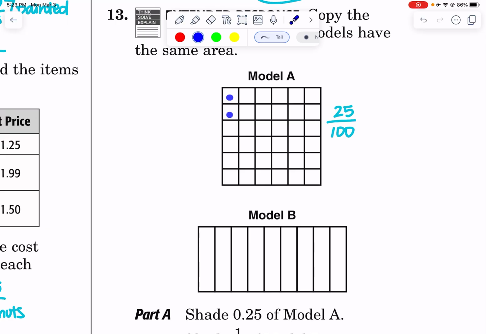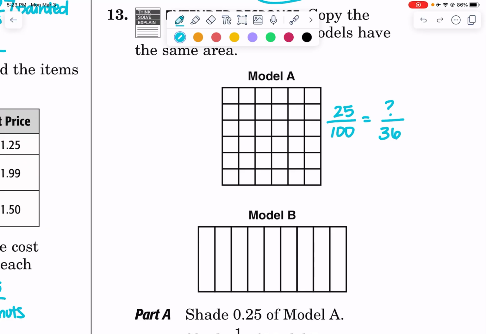Let's count. 1, 2, 3, 4, 5, 6, and 1, 2, 3, 4, 5, 6. There's 36 squares. So I'm going to set up a proportion, because in this, the whole is 100, but in mine, the whole is only 36. Okay? So I'm looking for how many squares I need to shade in of the 36. Let's draw arrows towards what we don't know. Can 100 become 36? No, it can't.